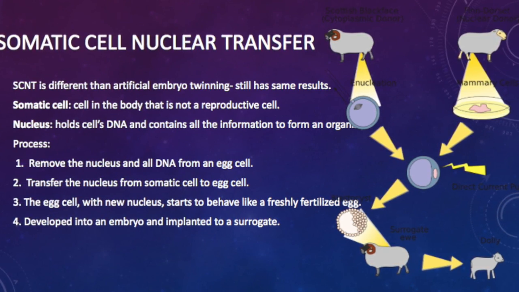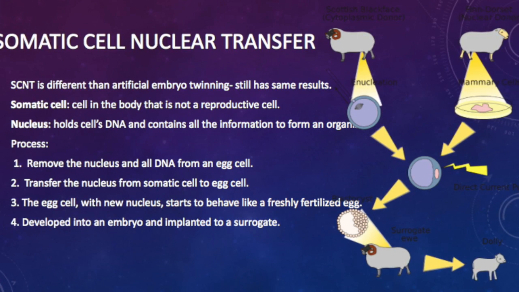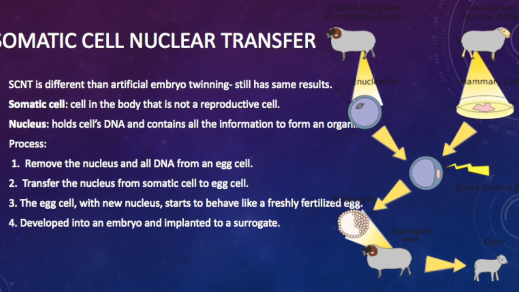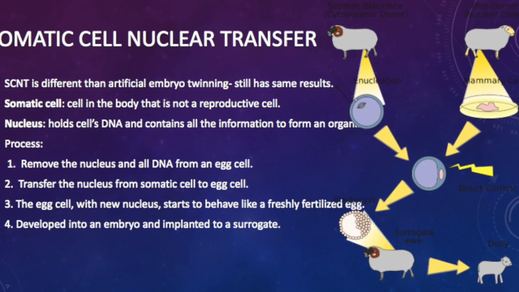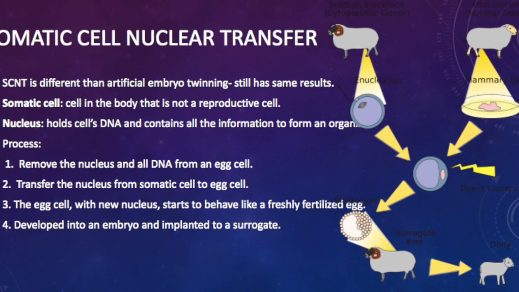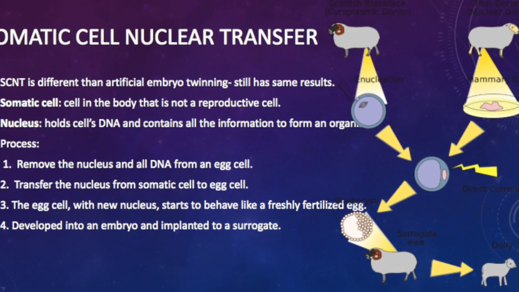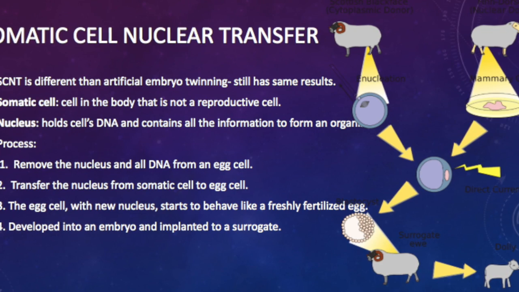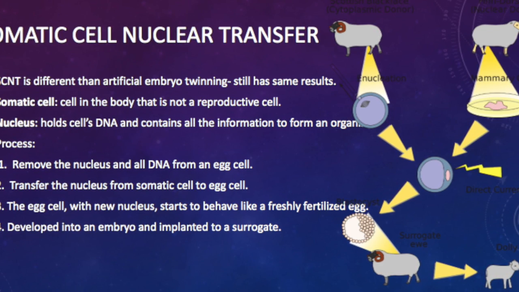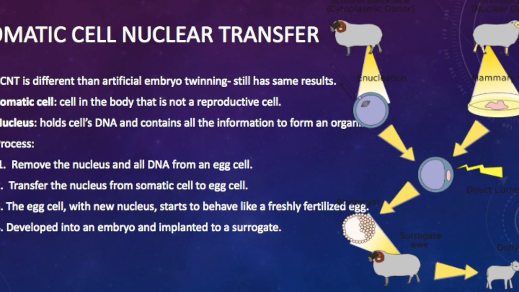The transfer process involves taking a somatic cell from an organism. Then, you remove the nucleus and all of its DNA from an egg cell. Next, you transfer the nucleus from the somatic cell to the egg cell. The egg cell, with its new nucleus, starts to behave just like a freshly fertilized egg. It is then developed into an embryo, which is then implanted into a surrogate and carried to term.